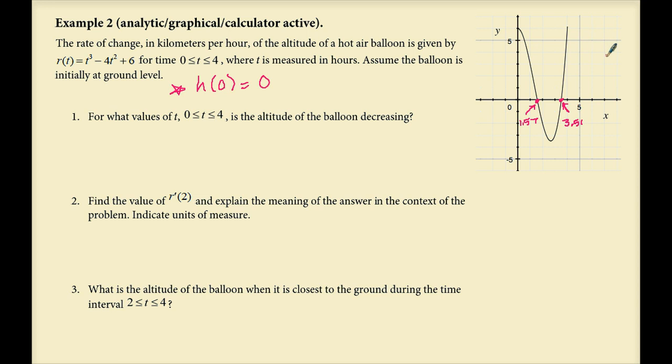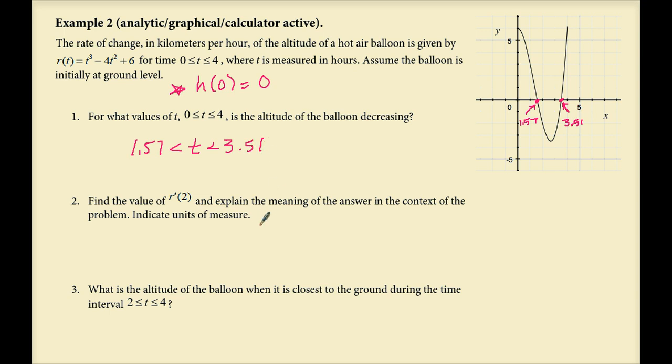Here is a graph of the rate function. When the values are positive, the altitude is increasing. When the values are negative, the altitude is decreasing. Use the zero function on your calculator to find where the values change from positive to negative and negative to positive. That's 1.57 and 3.51 hours. So, for what values of t, 0 less than or equal to t less than or equal to 4, is the altitude of the balloon decreasing? That will be where our rate function is negative. So between 1.57 hours and 3.51 hours.